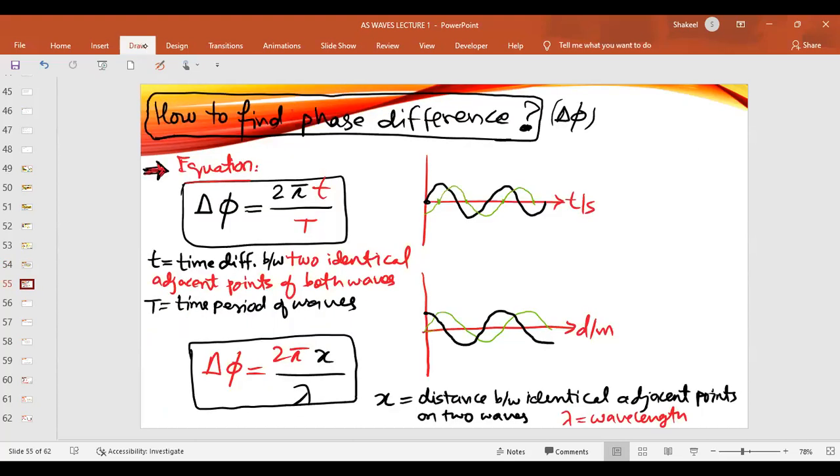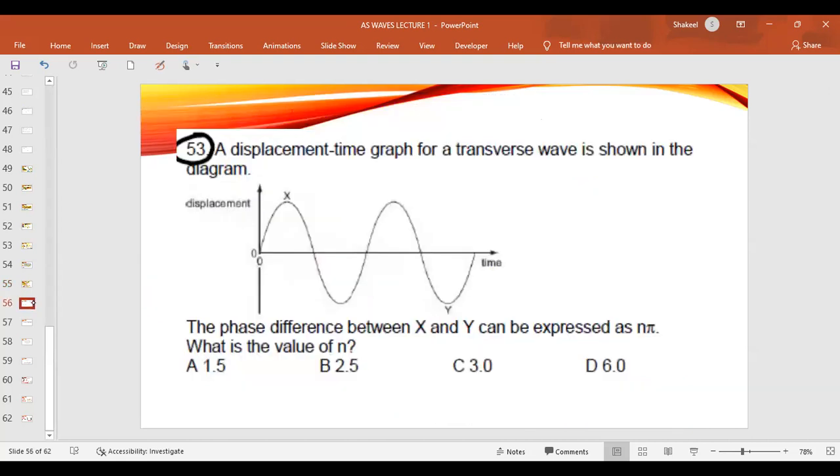Okay, how to find the phase difference? Previously, I told you just a simple example. Now I'm telling you the whole method. What is the equation that you can use? Phase difference is 2 pi t over T when the x-axis is time, where small t is the time difference between two identical adjacent points of both waves, and capital T is the time period of the wave. Similarly, if the x-axis is distance, then you can modify the formula as delta phi is 2 pi x over lambda, where x is the distance between identical adjacent points of the two waves. So using this equation, you can find the phase difference between any two waves.